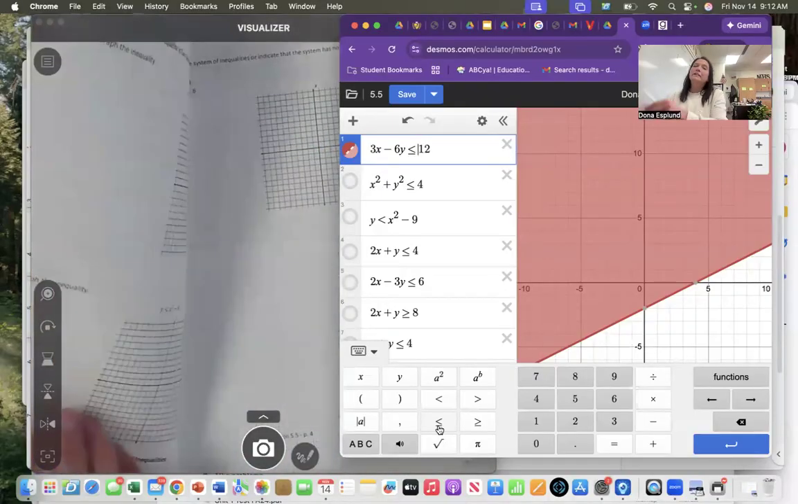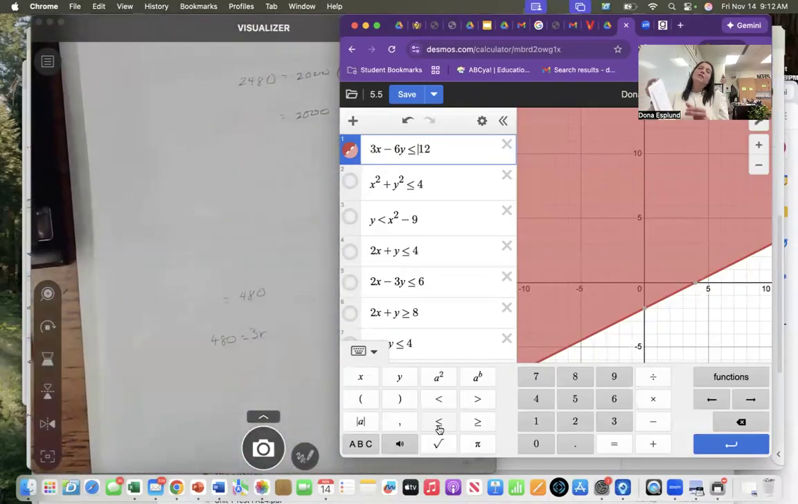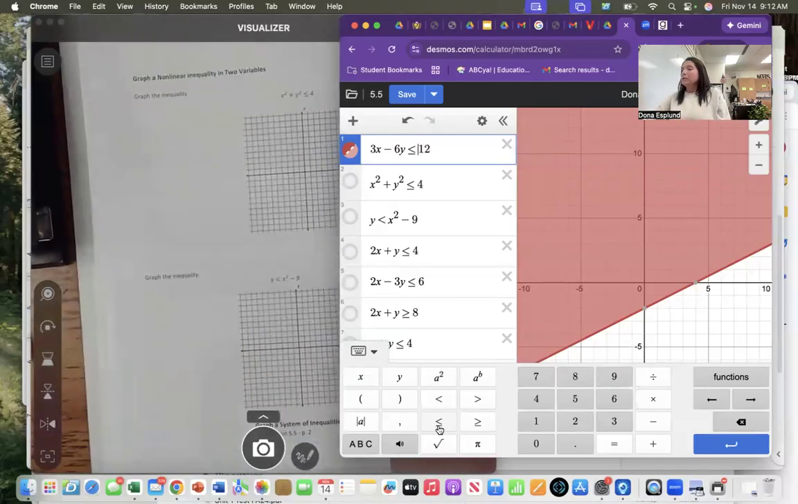Oh, and before I click on the button on x squared plus y squared is less than or equal to 4, what does it graph as?